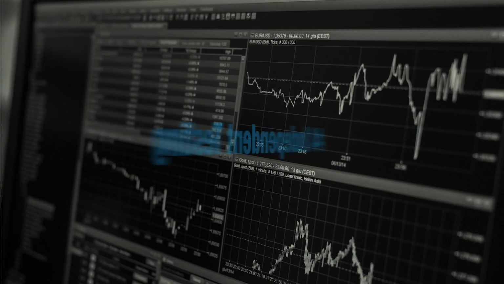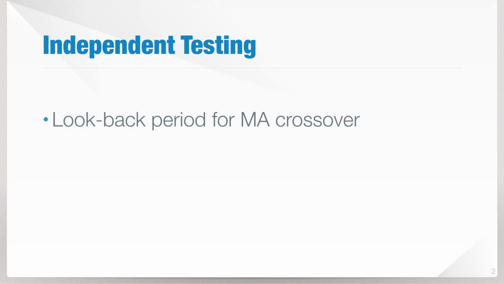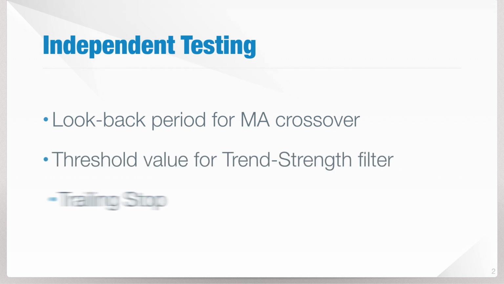Finally, tip number 4, independent testing. Following this important step can go a long way in preventing you from developing a system that is overly optimized to the historical data. When developing a trading system, it's common to apply many different filters and stops to a system. For example, let's say you have a simple moving average crossover system. You then wish to test a trailing stop and a trend strength filter to filter your different trades.